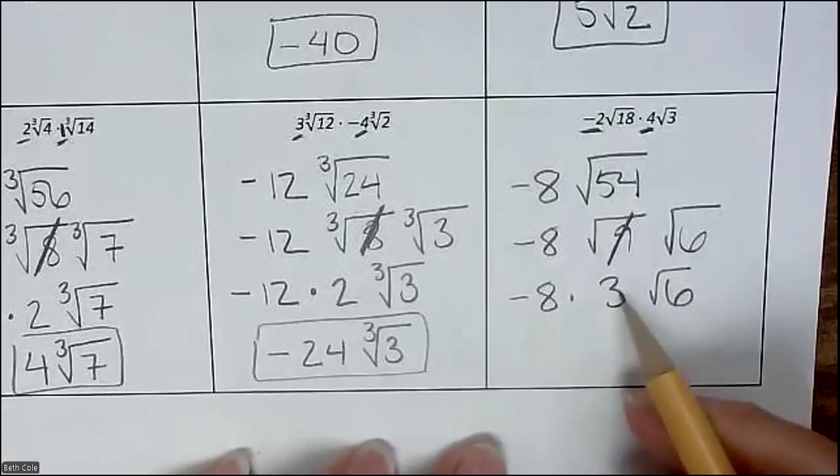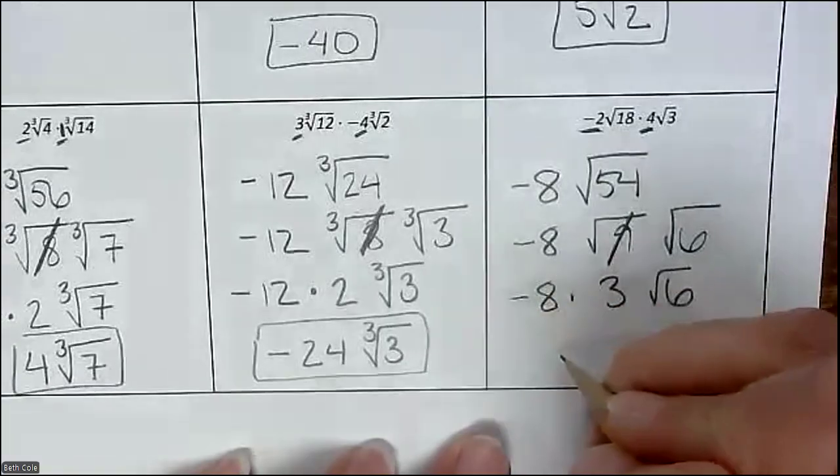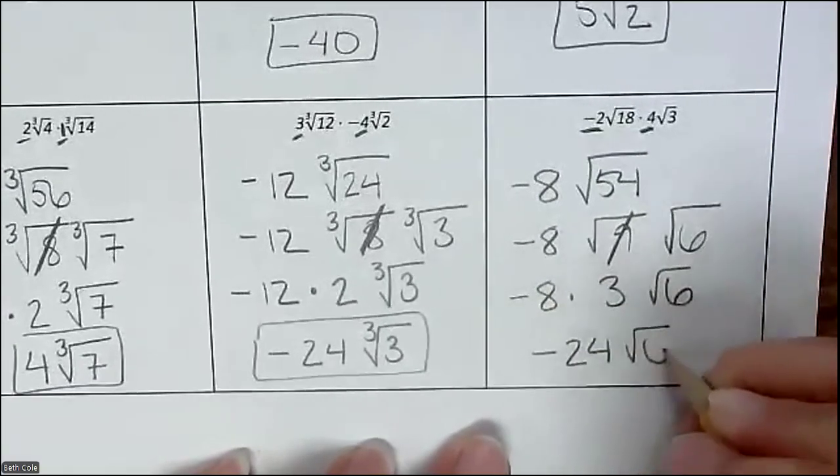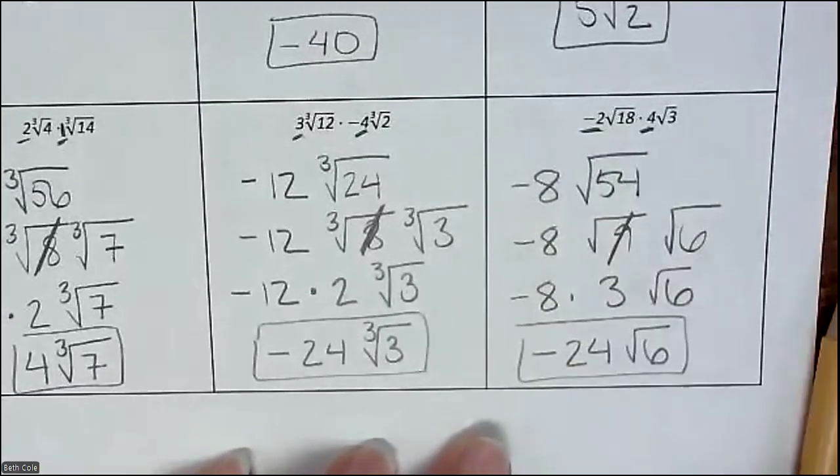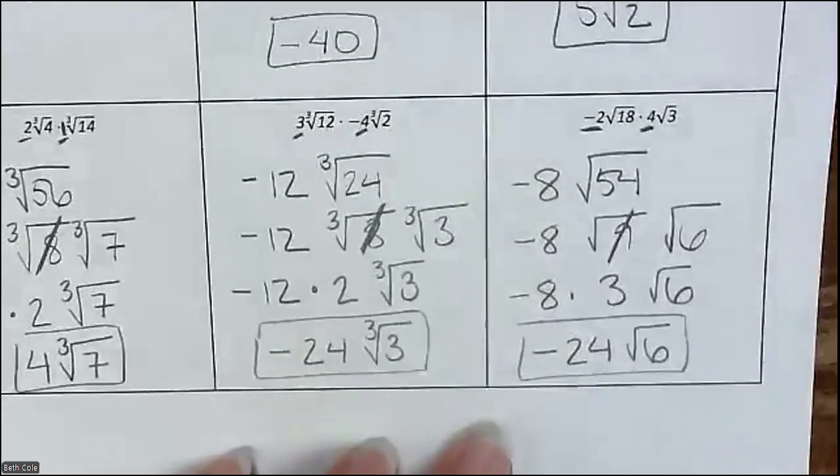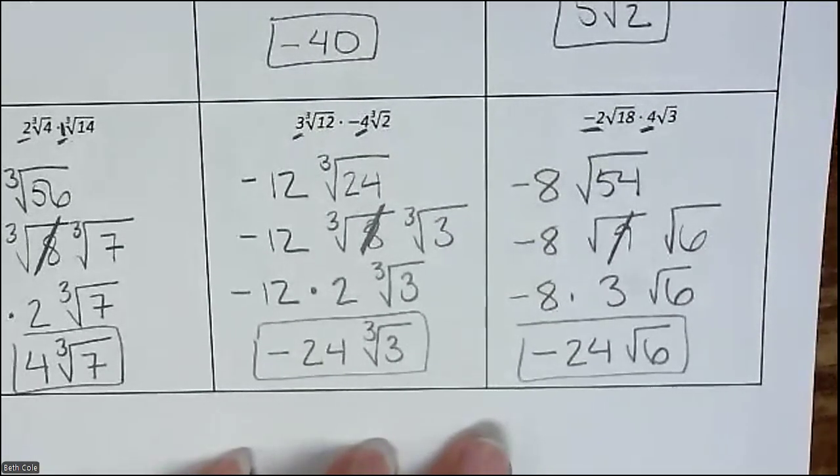And then your very last step, you're just going to multiply these. So -8 times 3 is -24. And again, if you didn't know that, it's okay. You could use a calculator. I just don't like bringing up the calculator every 5 seconds because it's annoying on the screens here.